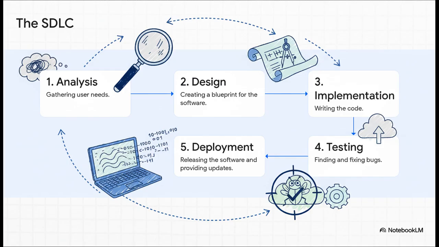It starts with analysis, figuring out what people actually need. Then comes design, creating a solid blueprint. Only then do you get to implementation, which is the actual coding. After that, it's all about testing to squash bugs. And finally, deployment and ongoing maintenance. This process is key to creating software that actually works well.